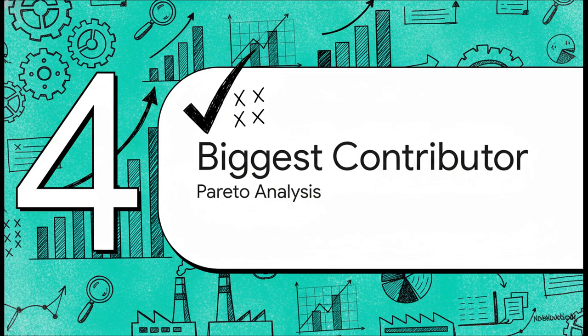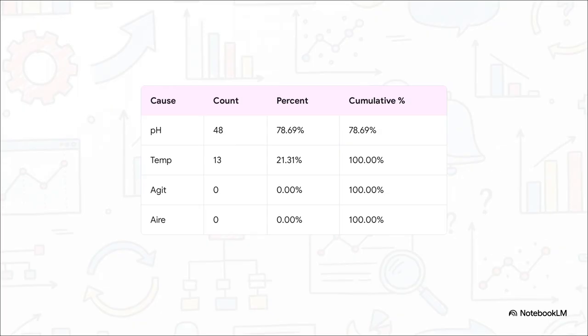But in the real world, you can't just fix everything all at once. You've got to focus your energy. And this is where something called Pareto analysis comes in. It's a fantastic tool for finding the vital few causes that are behind the majority of the problems. You've probably heard of the 80-20 rule, right? That 80% of the effects come from 20% of the causes? Well, this is it in action.